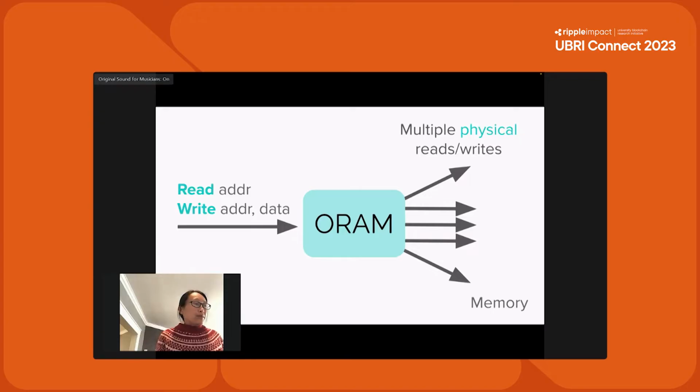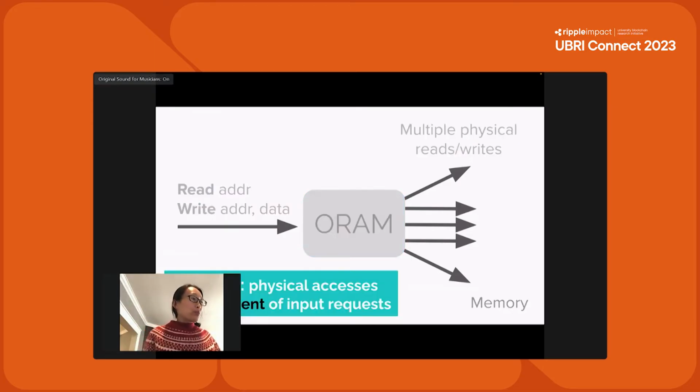As an abstraction, ORAM takes in the logical addresses you want to read and write, and it translates these logical addresses into a sequence of physical requests. We assume the adversary can obviously observe the physical reads and writes. For an ORAM scheme to be secure, we want to make sure that the physical access patterns are independent of the input requests. So no matter what the input requests are, the sequences of physical reads and writes you make are indistinguishable. That's the security requirement.